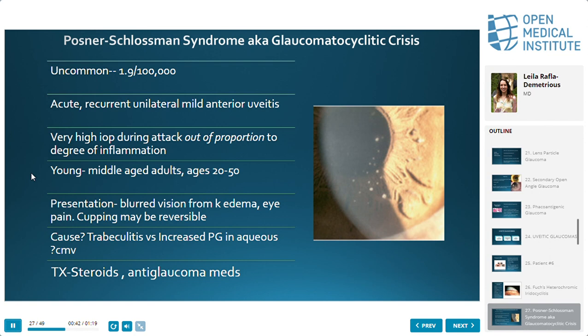The presentation can vary a bit, but usually people have blurred vision from corneal edema. They can have some eye pain. Interestingly, the cupping can be reversible, especially initially. You might find cupping during the acute attacks, and then it is reversible, but over time, of course, the cupping becomes permanent. Again, it's not really clear what's happening. It's possibly due to CMV virus, and also is it a trabeculitis, or are there increased prostaglandins in the aqueous causing this pressure spike? Either way, we just treat it symptomatically. Obviously, we're treating their glaucoma and with steroid drops.